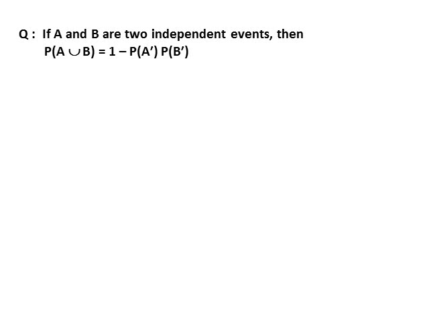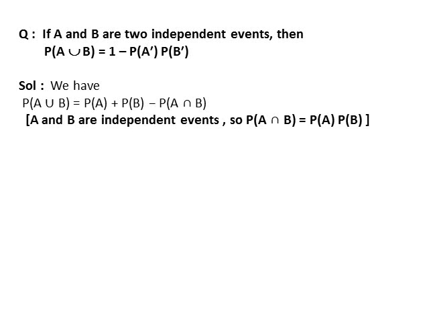Next, if A and B are two independent events, then probability of A union B equals 1 minus probability of A complement multiplied by probability of B complement. Students, we know that probability of A union B equals probability of A plus probability of B minus probability of A intersection B. As A and B are independent, probability of A intersection B equals probability of A multiplied by probability of B. So probability of A union B equals PA plus PB minus PA multiplied by PB.